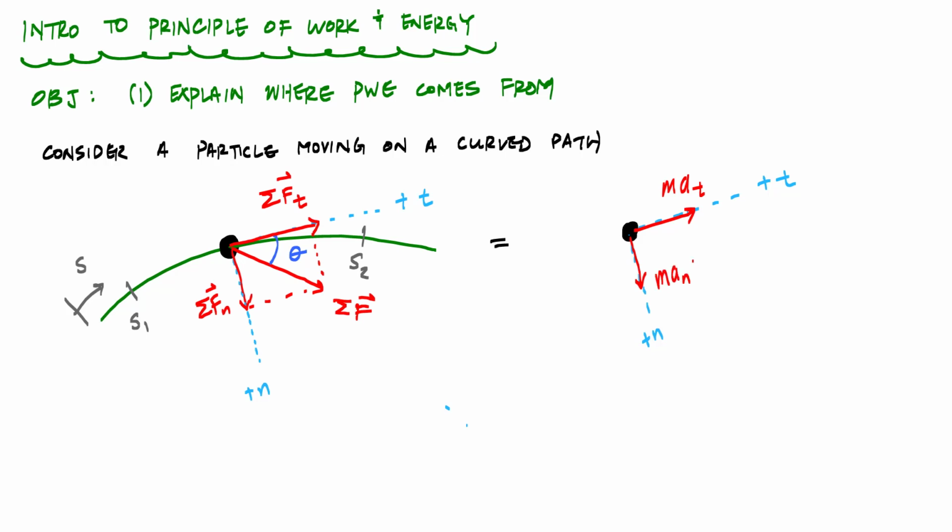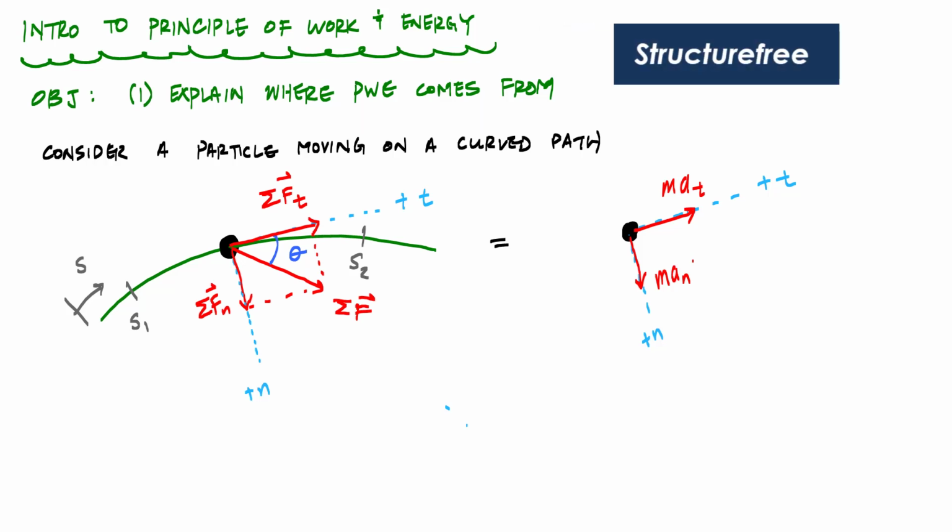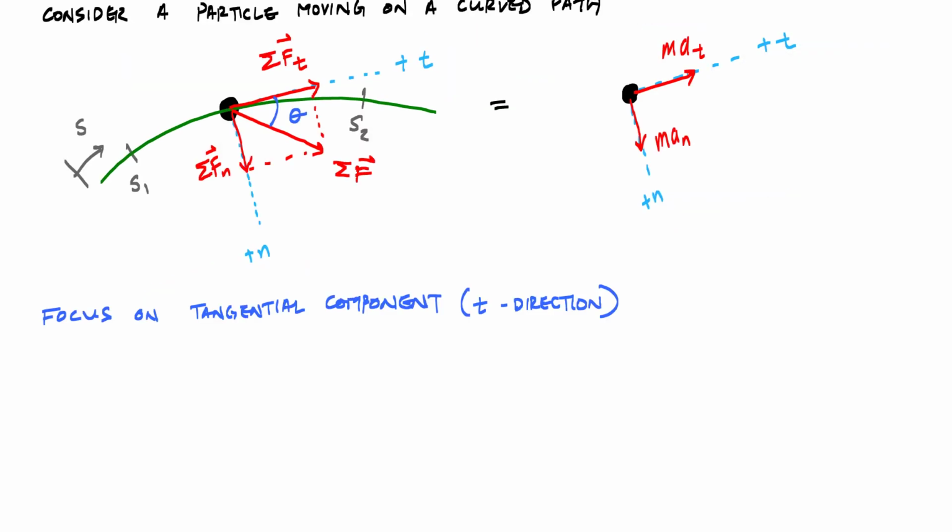Okay. Now, when I look at this, if I ask myself which of these components, normal and tangential, do work? Well, think about that for a second. All right, so hopefully you have some sense of what work is already. Any force that's perpendicular to the path does no work. So let's focus on the tangential component, because that's the component that actually does work, because it's parallel to the path.